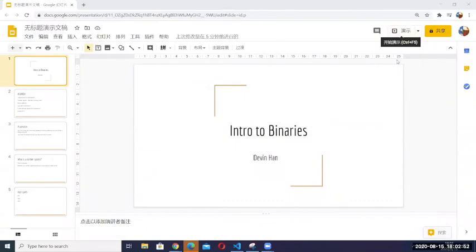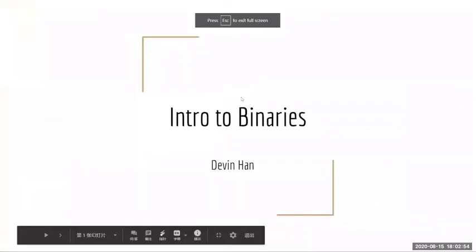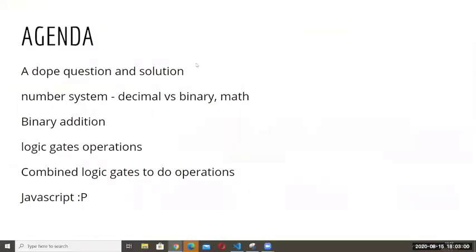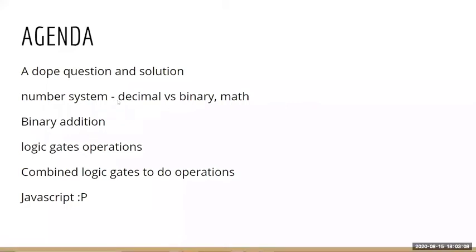So as she said, I will be leading you guys through binary today. Let's look at the agenda. First, we're going to go through a dope question and solution related to binary. It's a very typical computer science problem and is usually taught in the introduction to binary. And then we're going to compare the number systems, decimal versus binary, and the math behind them. And binary addition, which is how humans perform binary addition.